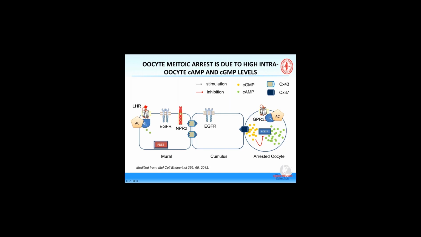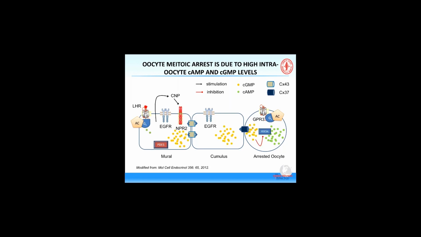And also because the main phosphodiesterase that is present in the oocyte is PDE3A, and this phosphodiesterase is actually inhibited by cyclic GMP. So the oocyte has high levels of cyclic AMP and high levels of cyclic GMP. And one of the important functions of the cyclic GMP is to inhibit the degradation of the cyclic AMP.